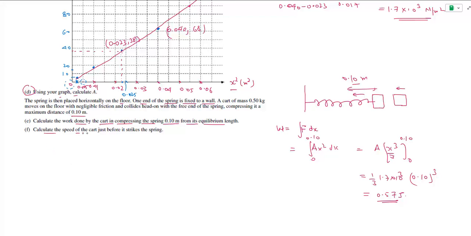F part. Calculate the speed of the cart just before it strikes the spring. Very simple. Again we will use the work energy theorem. Work done is equal to change in kinetic energy.